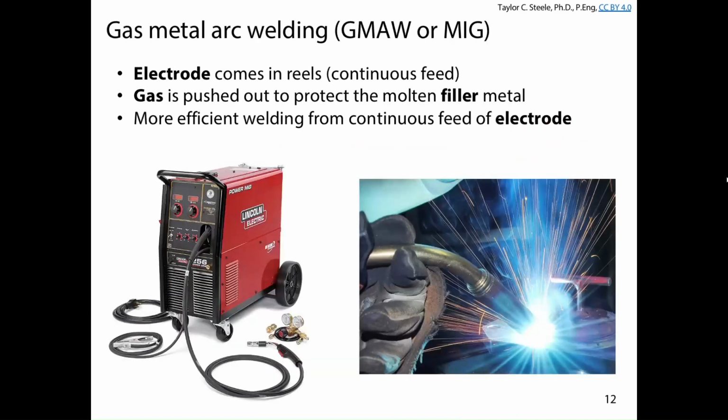There's also what's called gas metal arc welding, more commonly referred to as MIG, for metal inert gas welding. Generally, the electrode, instead of coming out in a stick, is a continuous reel of basically wire. As you press the button to deposit the electrode, the wire continuously gets fed out.